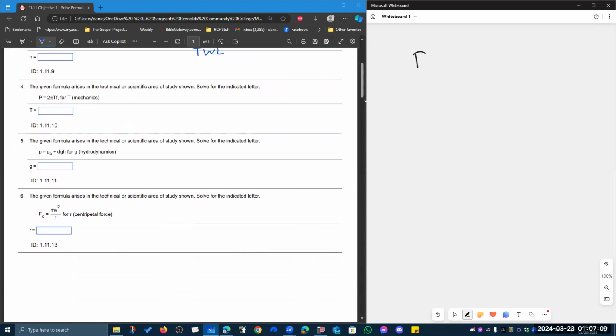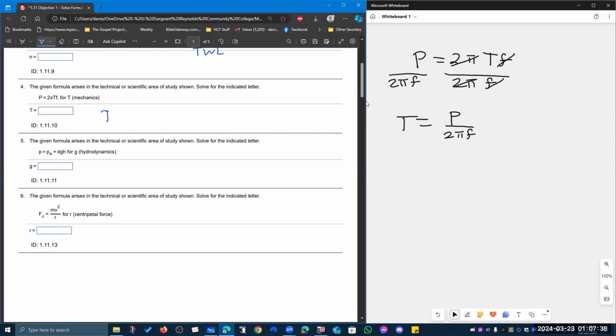Next is the equation P equals 2 pi times capital T, lowercase f, and we want to solve for capital T. So we're going to divide by 2 pi f, and capital T will be equal to P over 2 pi f. Capitalization is important in this section, and when we're dealing with formulas, capital letters and lowercase letters are different. So make sure to watch out for capitalization.